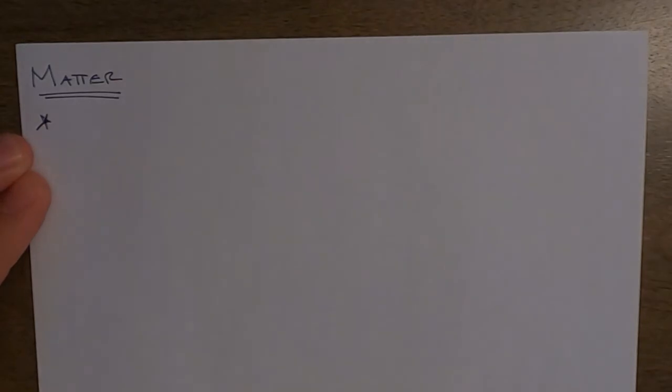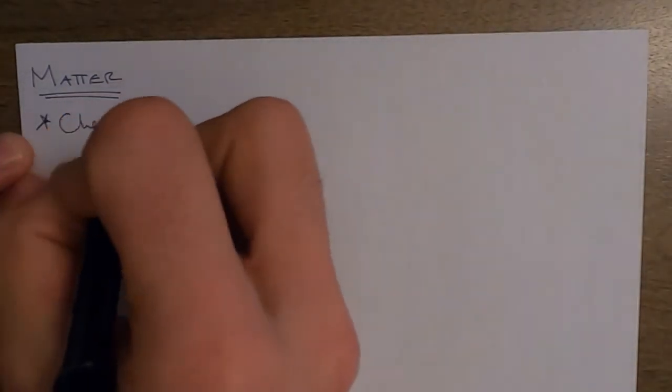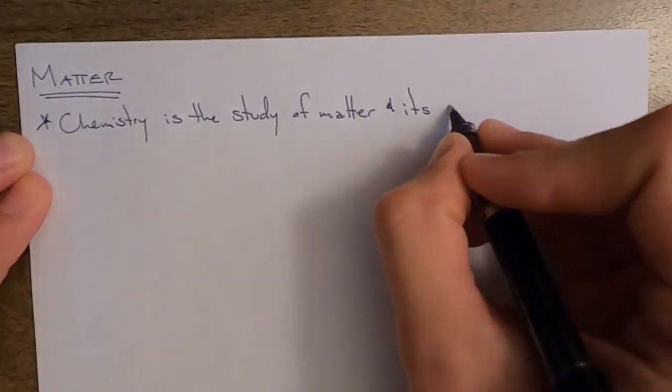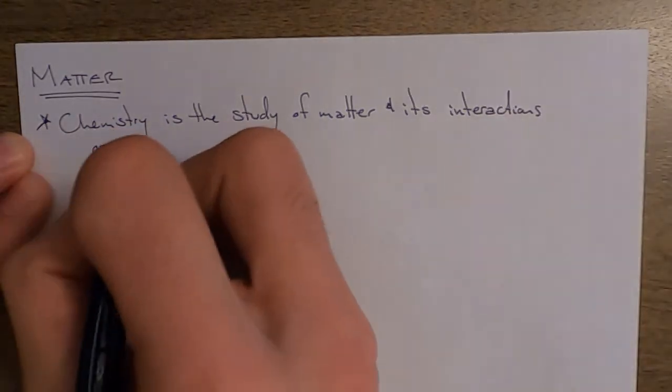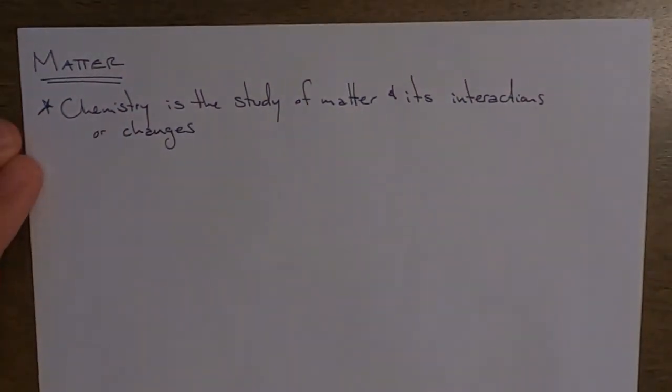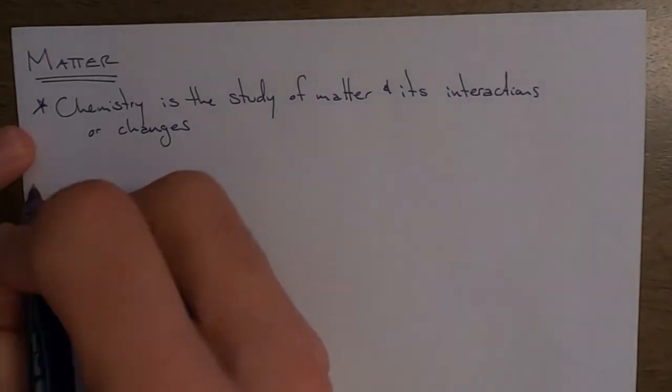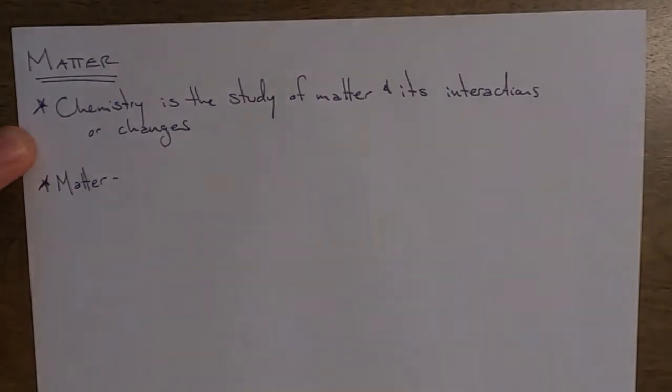Now the reason we're learning about matter today is because, as I said before, chemistry is the study of matter and its interactions or changes. And so we'll look at a couple of ways that matter can be defined and types of matter. The most simple and typical definition that you'll find is that matter is anything that has mass and volume.